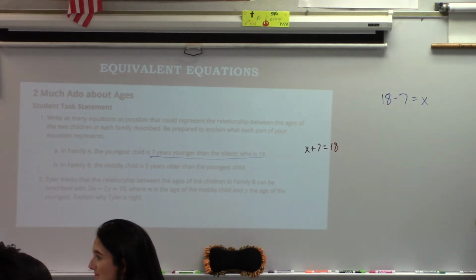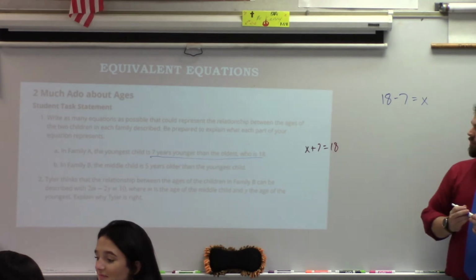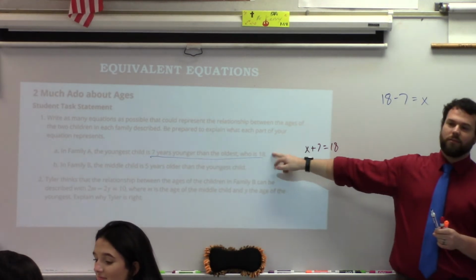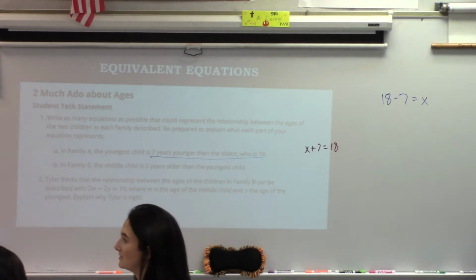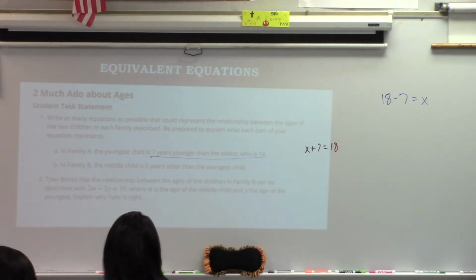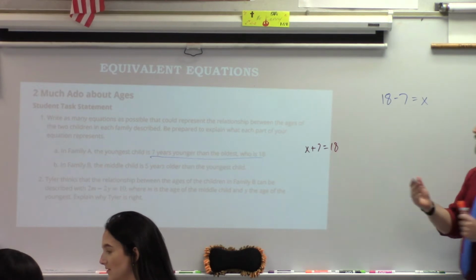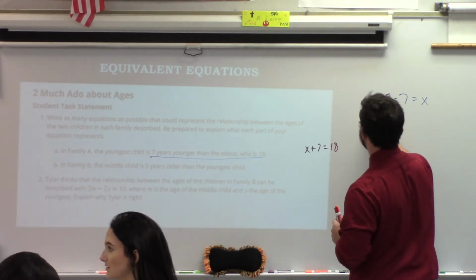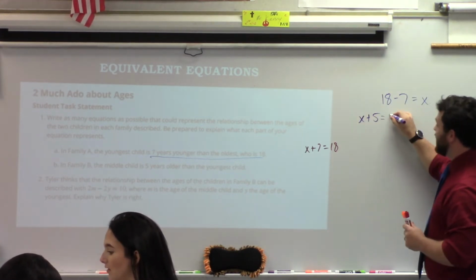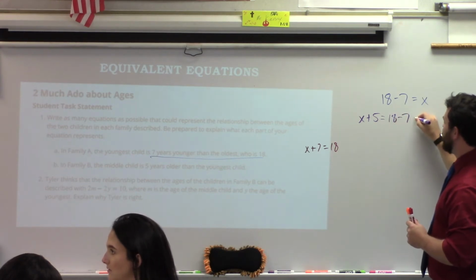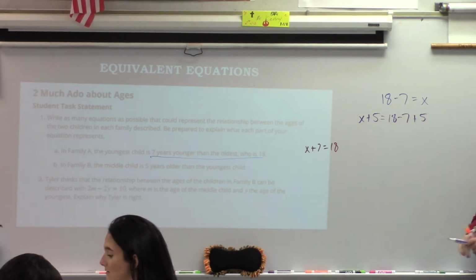Did anyone get a third equation for part A? Let me hear them. What did you get, Rossi? X plus 5 equals 18 minus 7 plus 5. Okay, wait, so x plus 5 is equal to 18 minus 7 plus 5. That's different. What do y'all think about that?